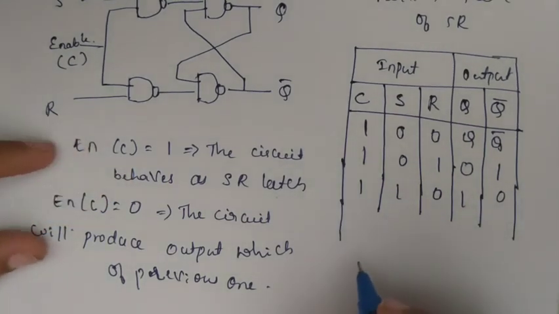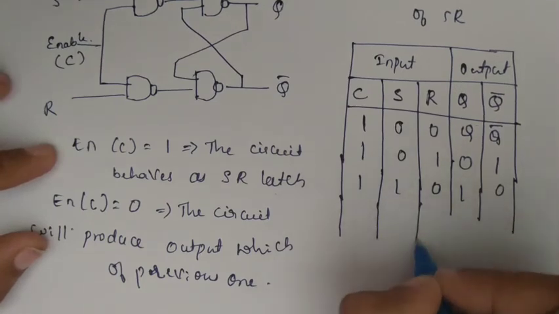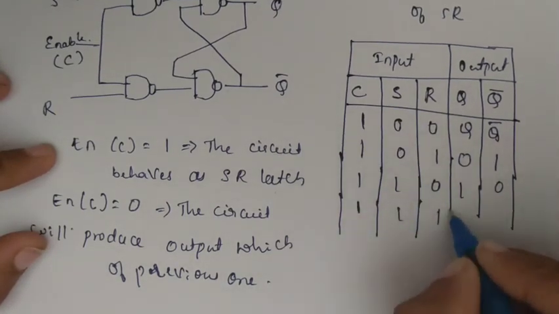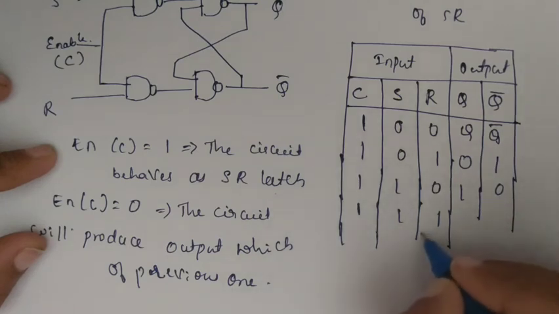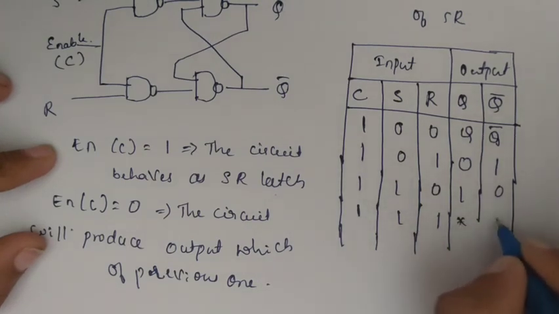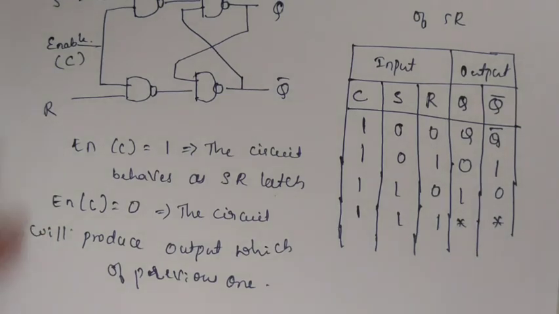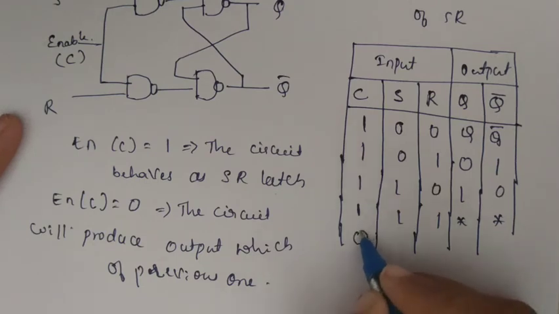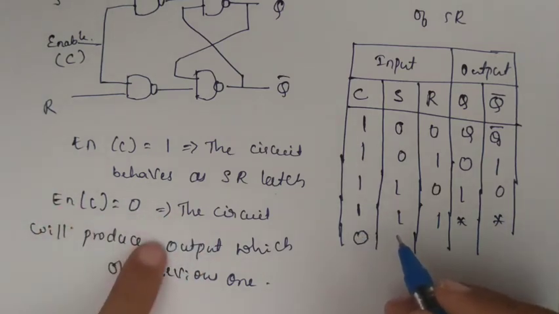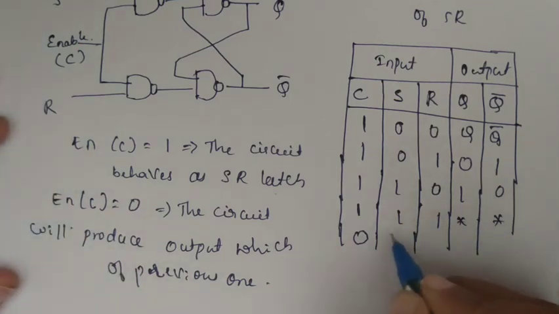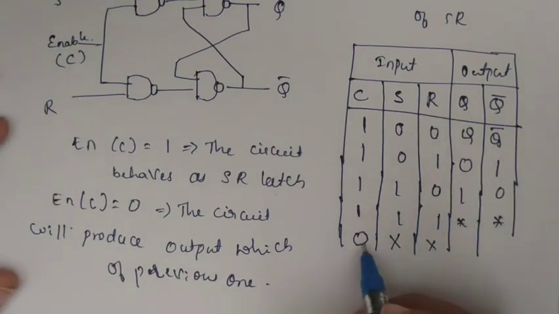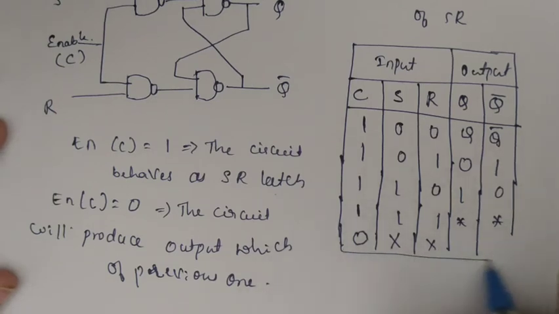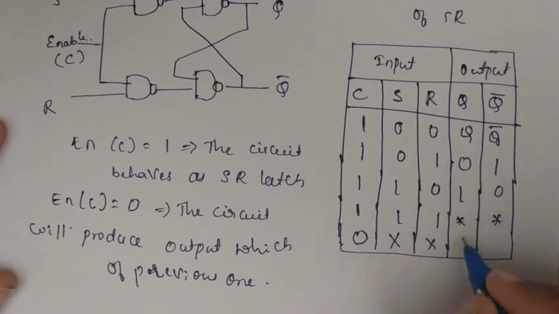So the main condition is enable. If S and R are 1, 1, what will happen for the SR latch? It will start toggling. Neither will it be 1 nor will it be 0, so it will start blinking, toggling. If enable is 0, the circuit will produce the previous output, whatever may be the input. If Q is 1, 1 will repeat. If Q is 0, 0 will repeat. So Q and Q bar.